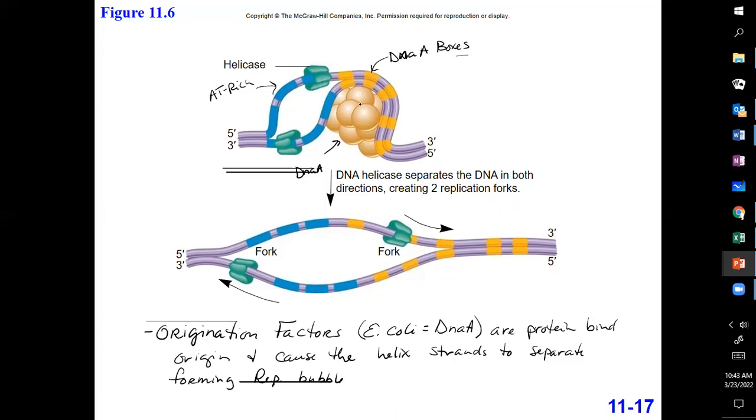So this is the first thing that has to happen. The origination factor, in E. coli it's DnaA, binds to the origin and causes it to pop open, forming this replication bubble. So here's our bubble. Now notice that it's a bubble, and so there are actually two regions where the single-stranded DNA and the double-stranded DNA are present. Replication is going to occur in both directions, and where it's occurring is called the replication fork.